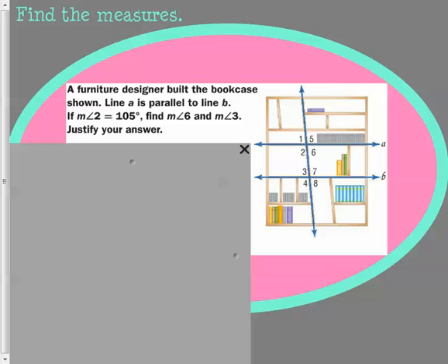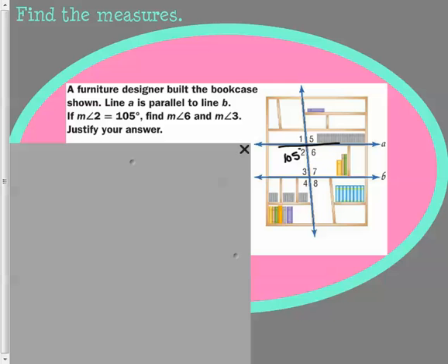Okay, so let's look at this one. A furniture designer built the bookcase shown over here. Line A is parallel to line B. So if measure of angle 2 is 105 degrees, find measure of angle 6 and angle 3. Okay, so let's justify our answers as well.